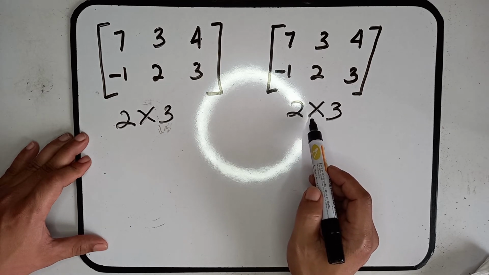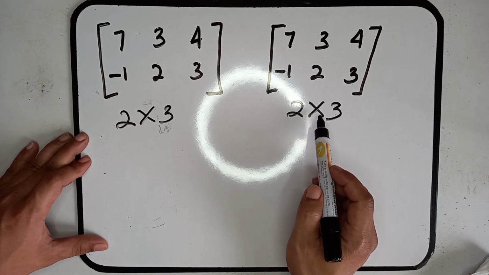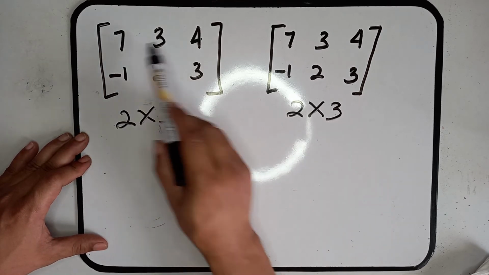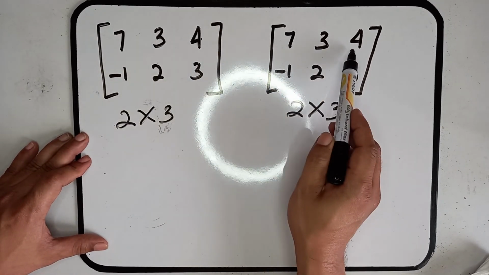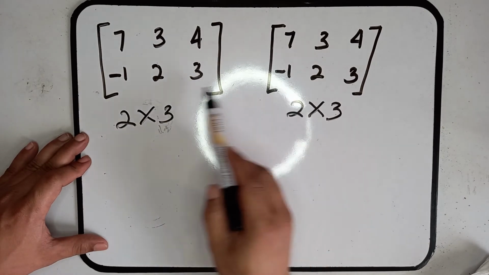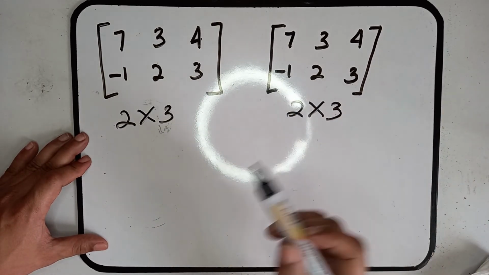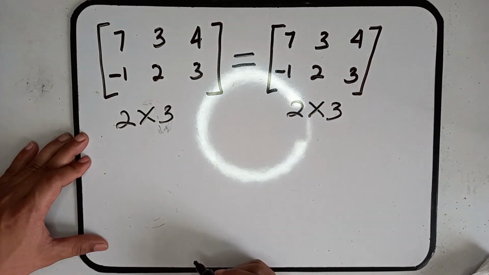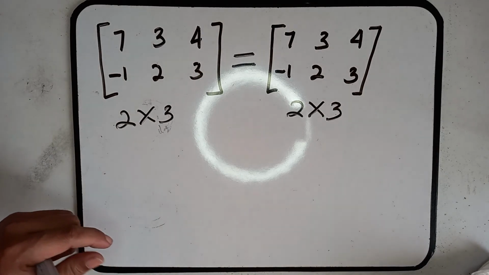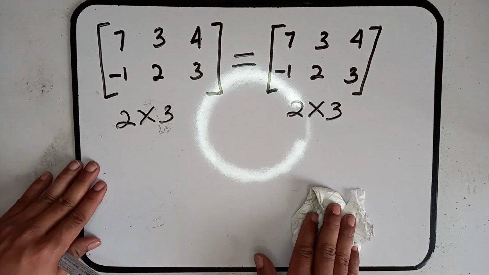Now let's look at the elements of this matrix. Do they have the same elements? So let's examine. 7, 7, 3 and 3, 4 and 4, -1 and -1, 2 and 2, 3 and 3. So they have the same elements. So this means that this is equal. Okay, so that's all for square matrix.